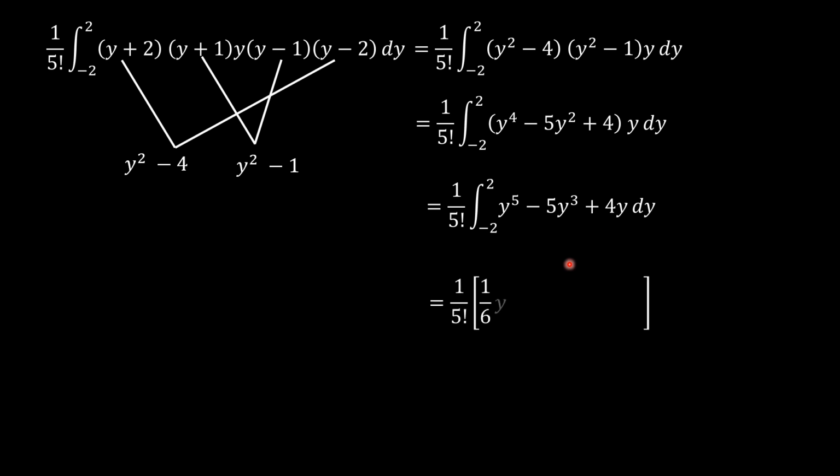then becomes now 1 over 5 factorial times 1 over 6 y to the power 6 minus 5 over 4 y to the power 4 plus 2y squared. Now these y components are even polynomial. This is an entirely even polynomial, so 2 to the power 6 is the same as negative 2 to the power 6. 2 to the power 4 is the same as negative 2 to the power 4. 2 squared is the same as negative 2 squared. So when you subtract this out, they just cancel out, and therefore the answer is 0.